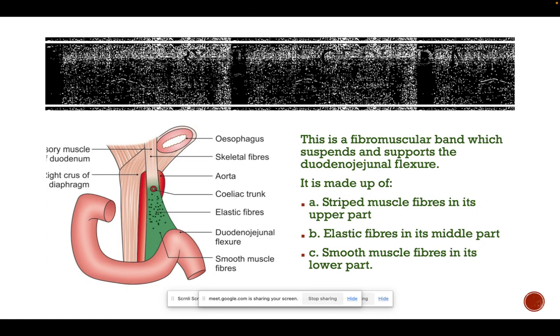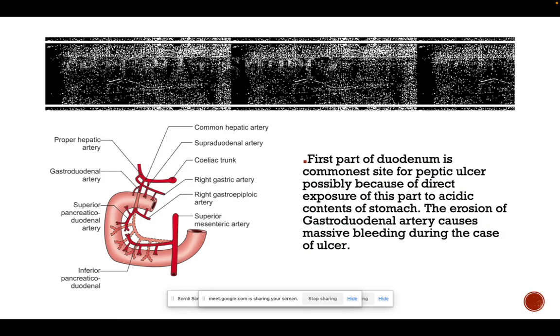Now going forward to the ligament of Treitz. It is a fibromuscular band which suspends and supports the duodenojejunal flexure. It is made up of striped muscle fibers in its upper part, elastic fibers in its middle part, and smooth muscle fibers in its lower part. Its contraction causes an increase in the angle of the duodenojejunal flexure.